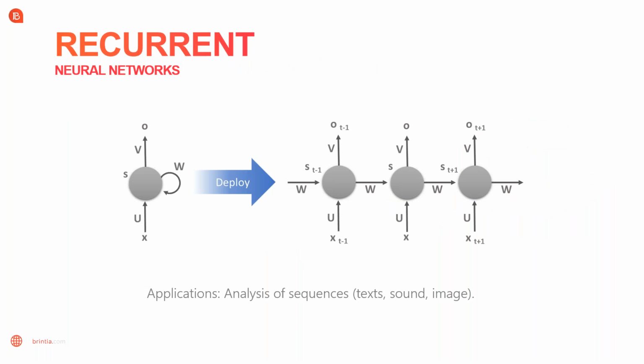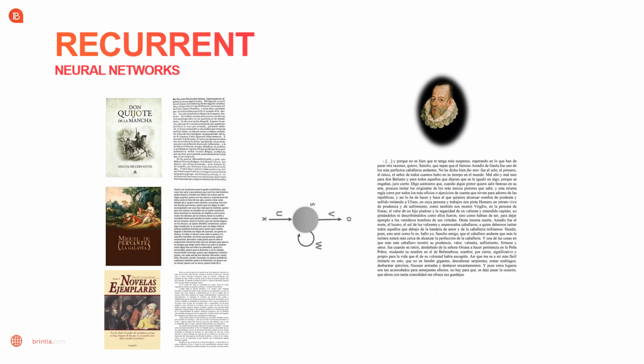Recurrent neural network. This kind of network is very powerful for sequence analysis. The sequence can be text, sound, and image. For example, we provide a lot of texts in Cervantes style, and the recurrent neural network is able to write new texts in a Cervantes style.